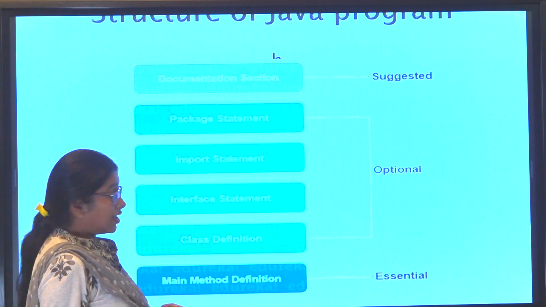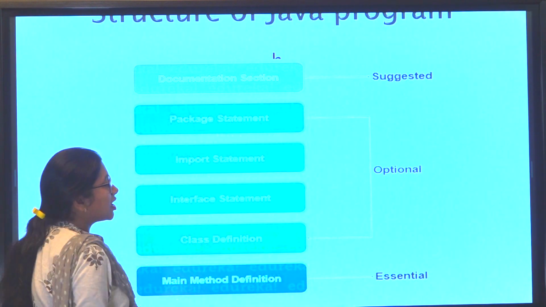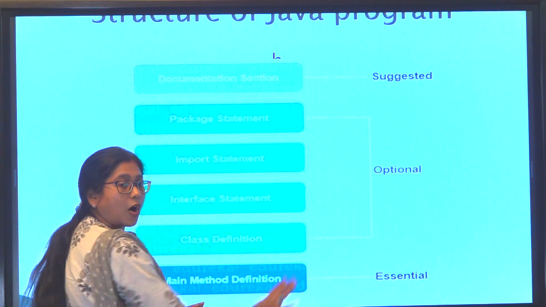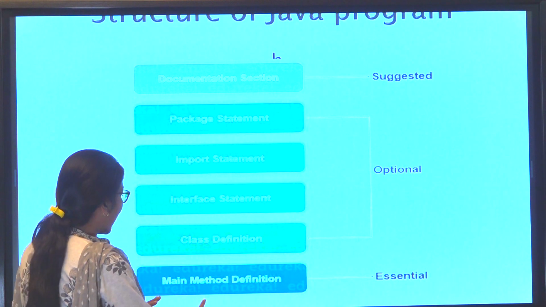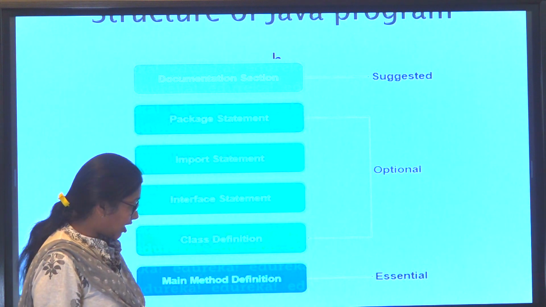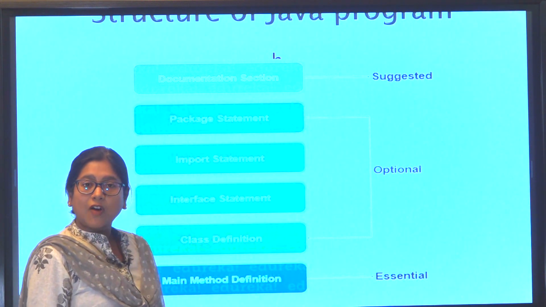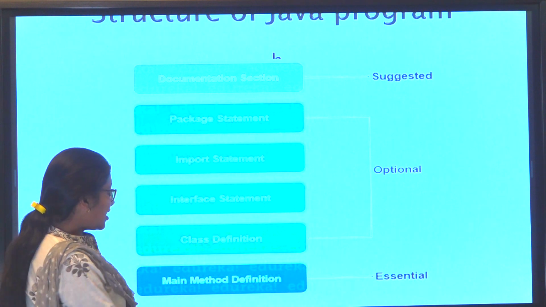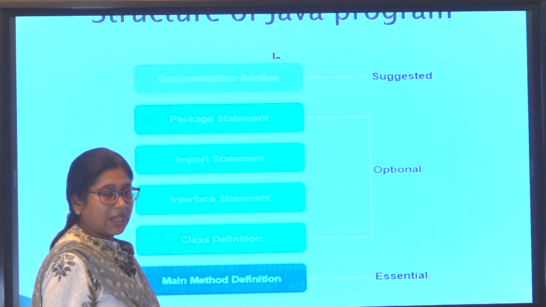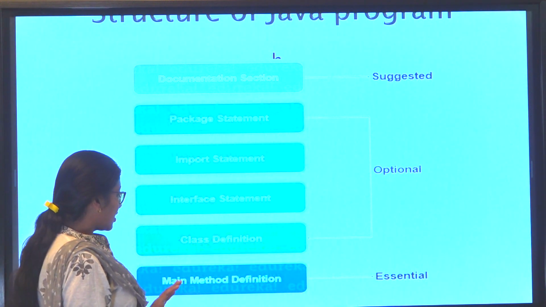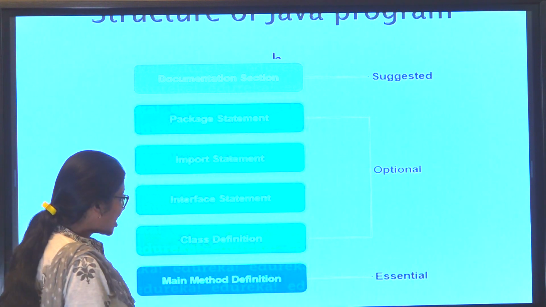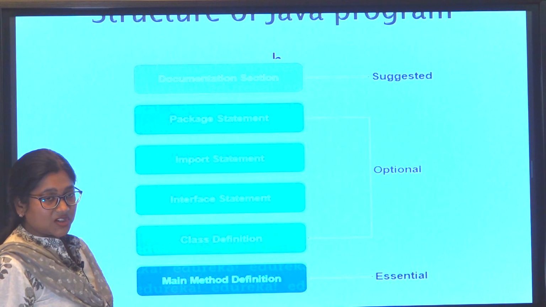As we have seen here, these four, package section, import section, interface section and class definition section, are all optional parts, while last but not the least, that is your main class definition section. This is an essential part. Why is it essential? Because in this class definition we will define the main method. As we know, we cannot create a Java program without the main method. That's why this section is an essential section.